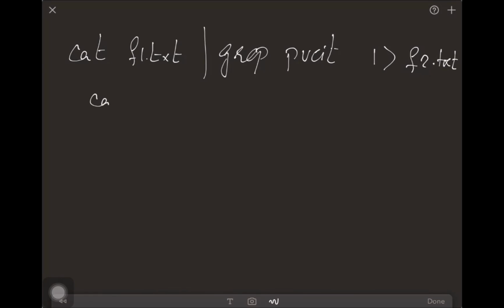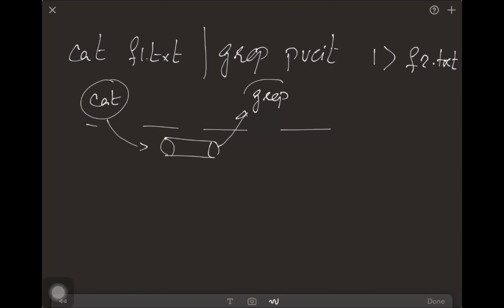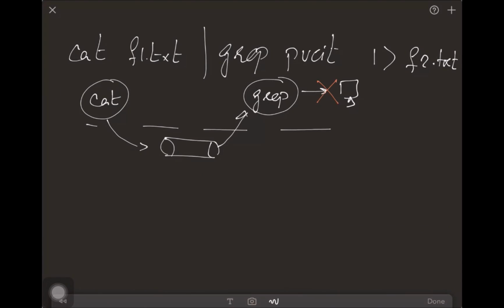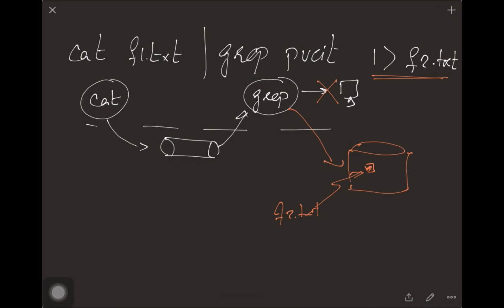The cat program will write its output to the pipe, and the grep program will grep the PUCIT string, and instead of sending it to std out, it will send its output to a file f2.txt. So this will be written to a file on the hard disk, that is f2.txt. Hope it makes sense. Let me give you another example.